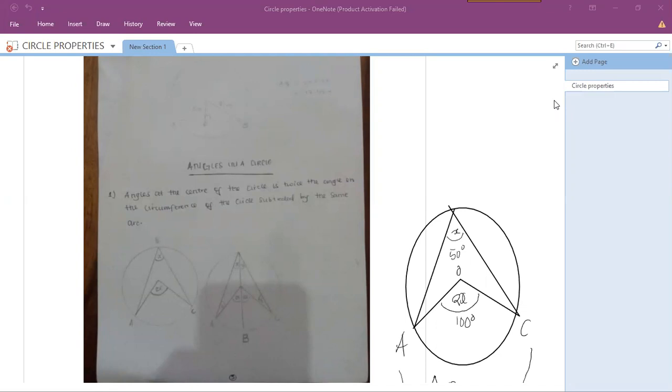So in the introduction of circle properties, we had a discussion on what a circle is, what a chord is, what diameter is, what radius is. And we did our first circle property, which was properties of chords. We did mention that if you draw a line from the center perpendicular to the chord, it bisects that chord. And we said two equal chords that are equidistant from the center are equal in length, and those equal chords subtend equal angles at the center.